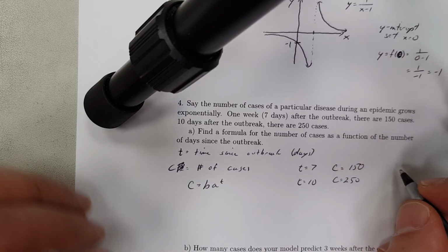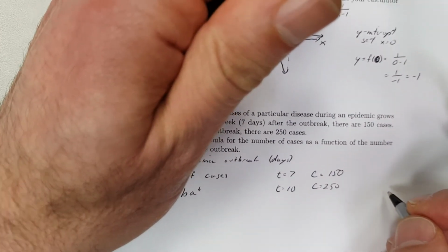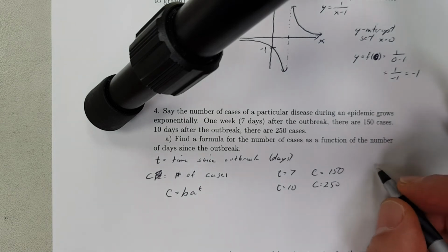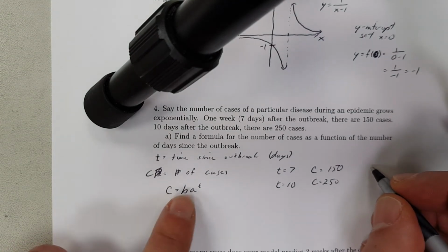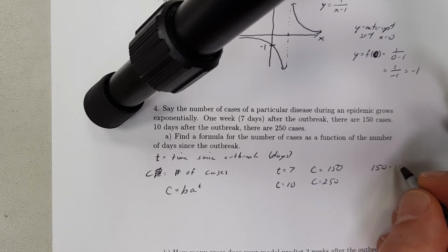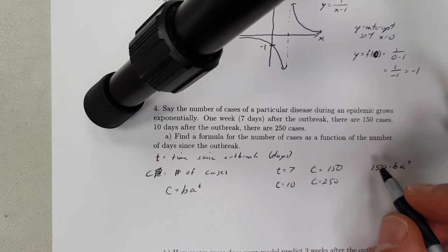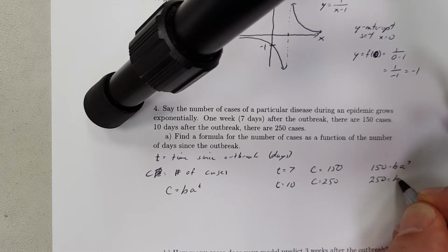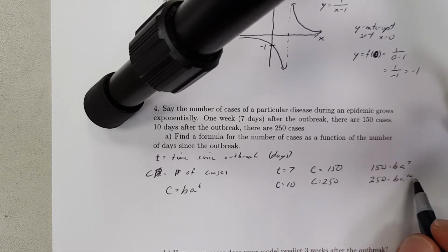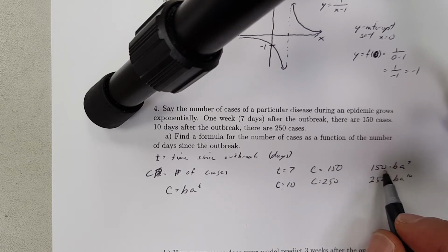And hence, let's put those numbers into our equation. I'm going to move this over just a little bit. If I put 150 in for c, we end up with 150 equals b times a to the 7th. And if I put 250 in for c, I have 250 equals b times a to the 10th. I just put t is 10 and c is 250 here, and t is 7 and c is 150 here. Now I sort of have these upside down.